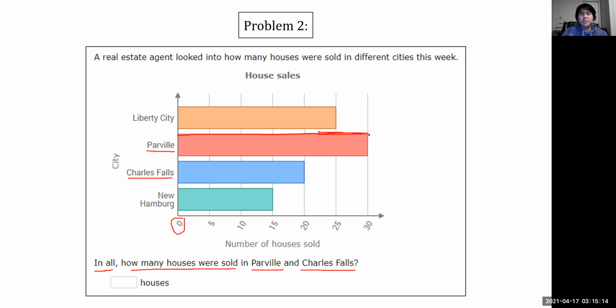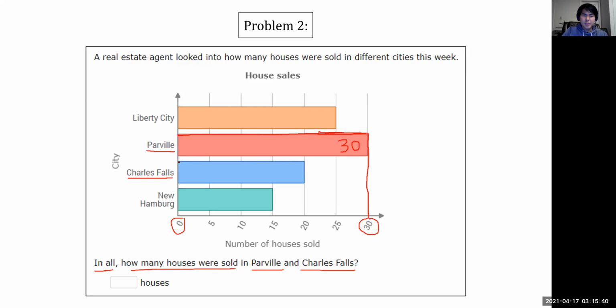And now that I've reached the end of the bar, I am going to trace another line downwards to this horizontal axis. And what this gives me is that the number of houses sold in Parville is 30.